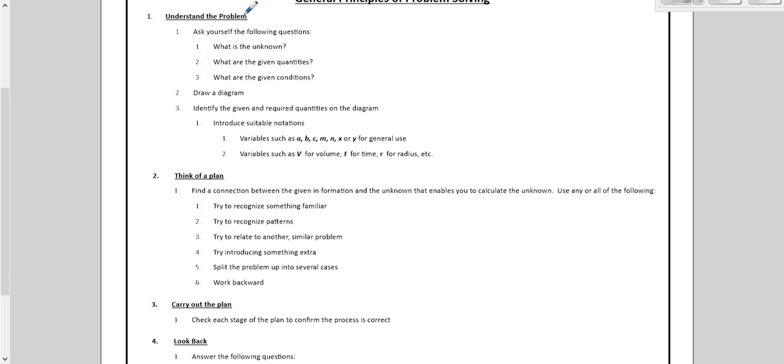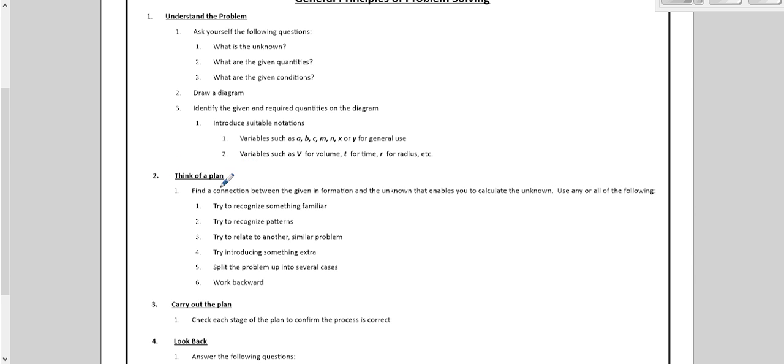But first, you want to understand the problem. You want to ask yourself some questions. What are the unknown, the quantities, and conditions? Draw a diagram and identify given and required quantities on the diagram, and introduce some suitable notation, such as variables for general use or specific use.